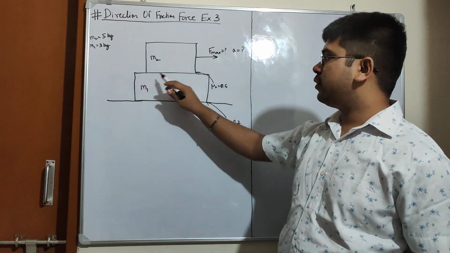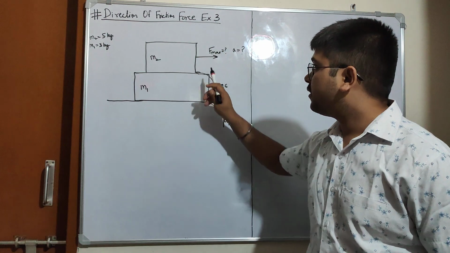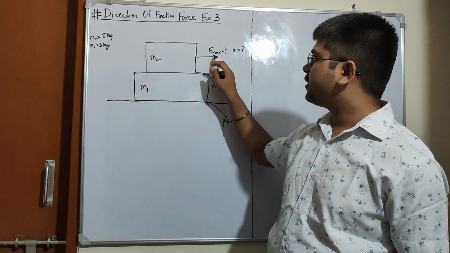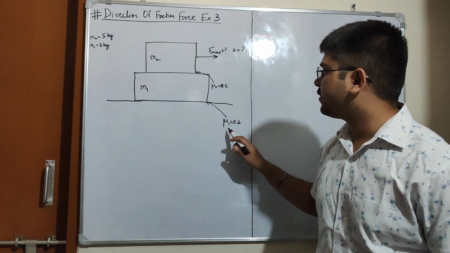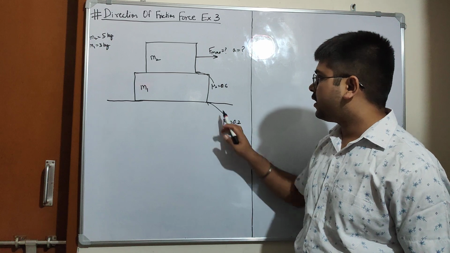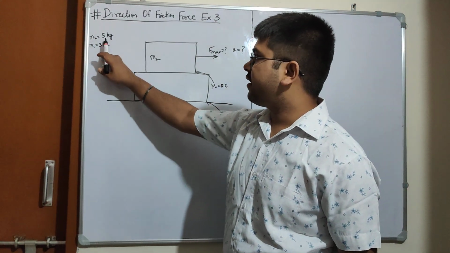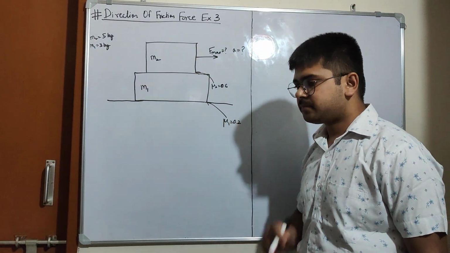So we have two blocks here, M1 and M2, kept over one another, and the M2 block is being pulled by a force F. We are given the coefficients of friction mu1 and mu2, and the masses of the blocks are 3 kg and 5 kg.